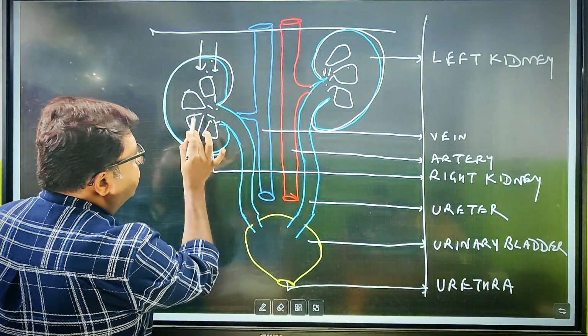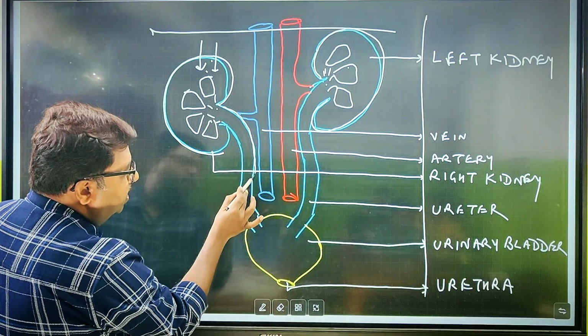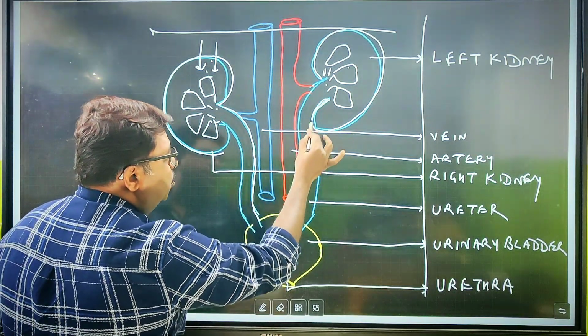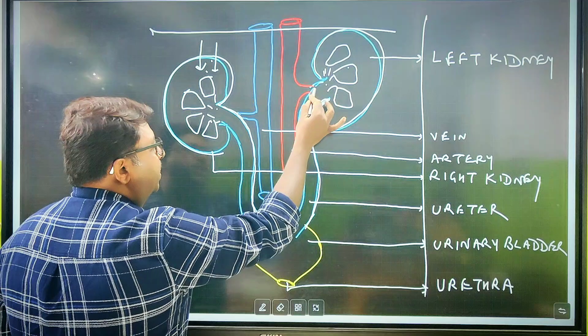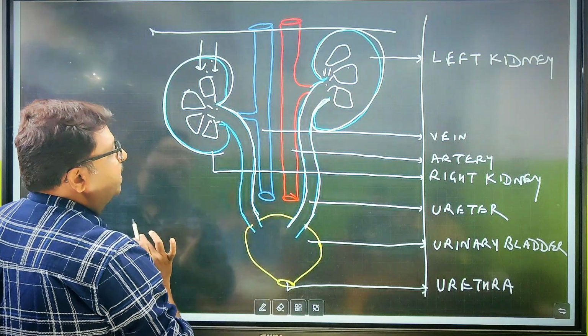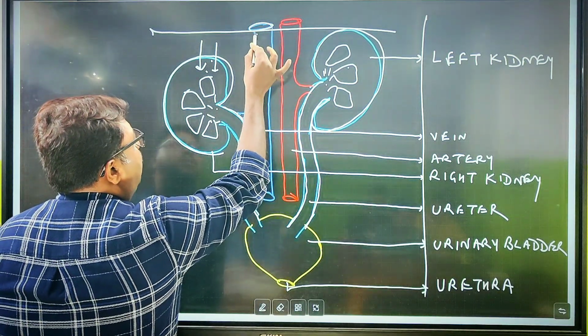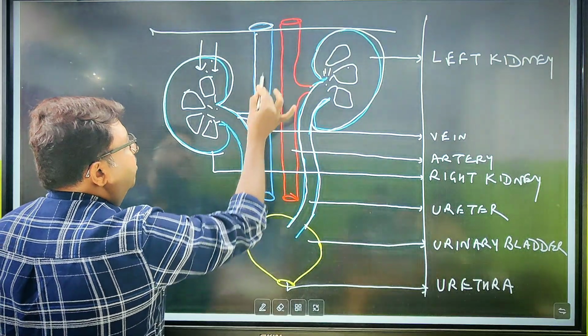नाउ ये था हाइलम. हाइलम से क्या निकल रहा है? ये ब्लू कलर का क्या दिखा रहे हैं आपको? यूरेटर. ये यूरेटर है. This is ureter. Okay, and then you can see the blue color. This is what? This is the veins.